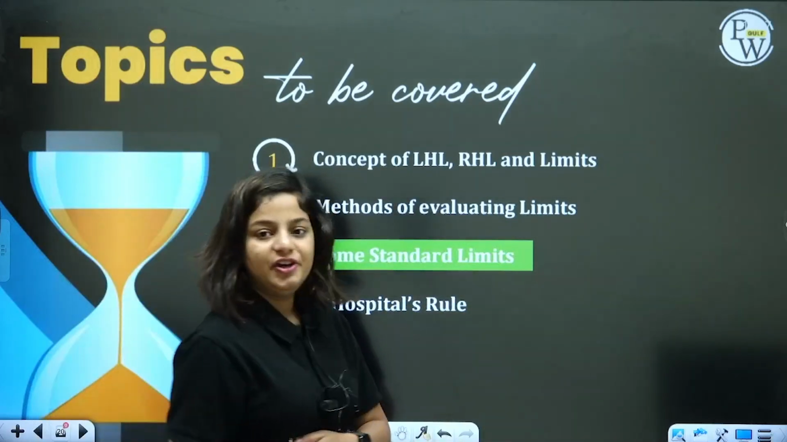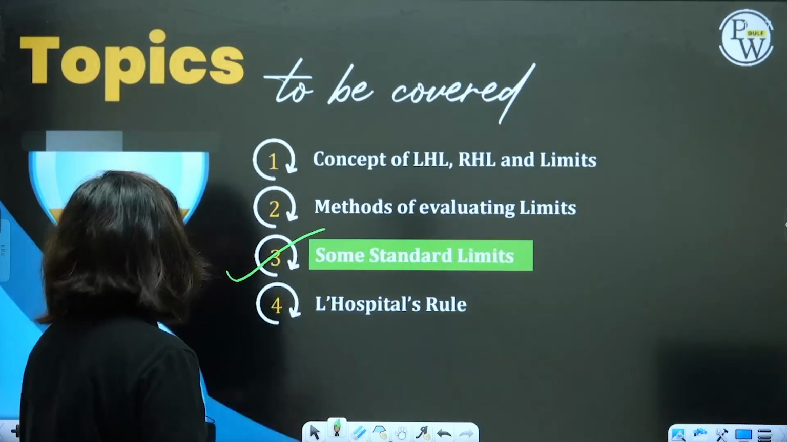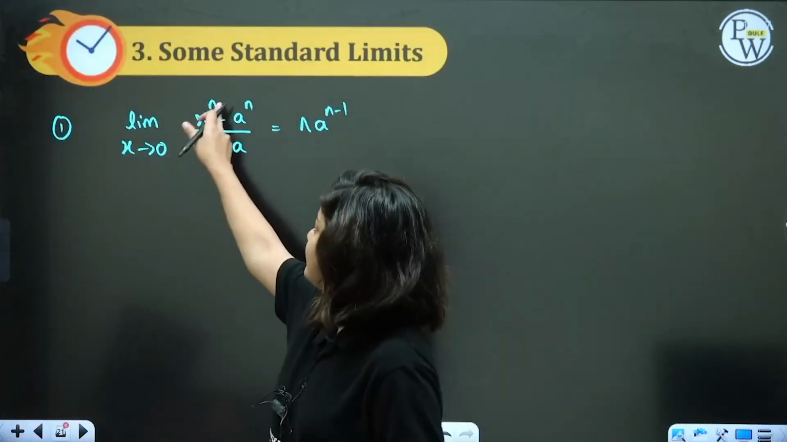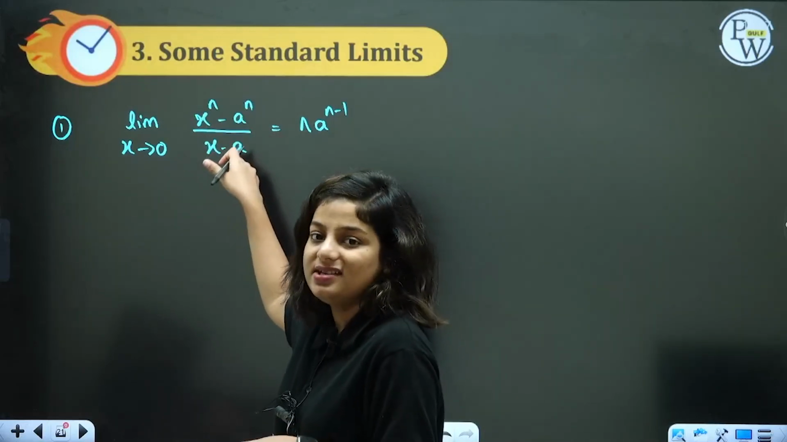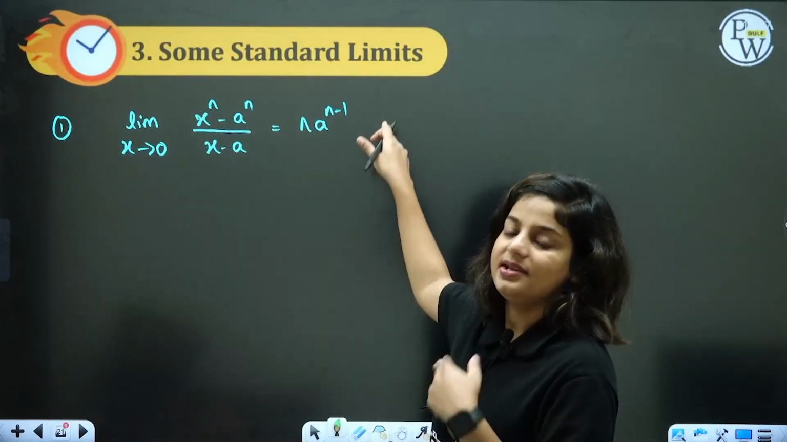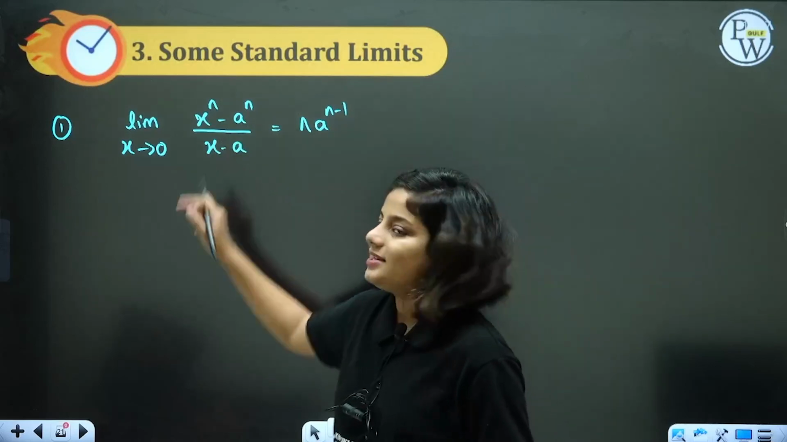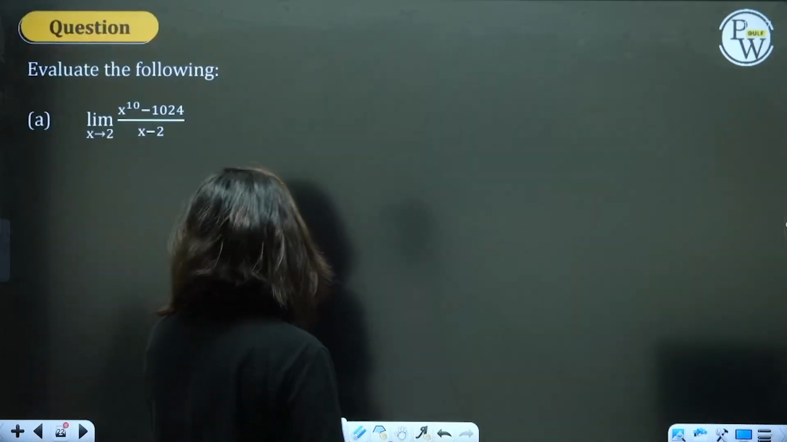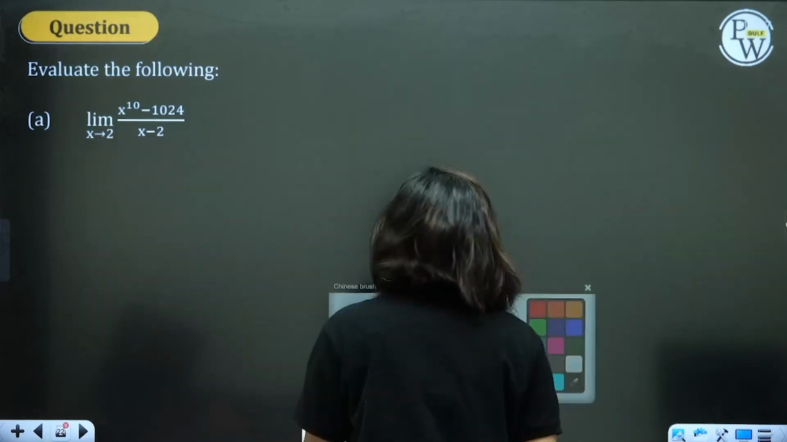Some standard limits. The first formula, limit x tends to a, x raised to n minus a raised to n upon x minus a is n times a raised to n minus 1, where a is a constant number. Some standard questions you must have seen like this.